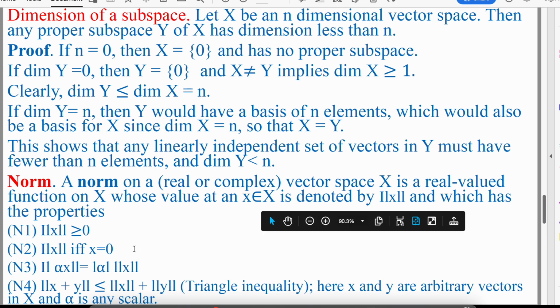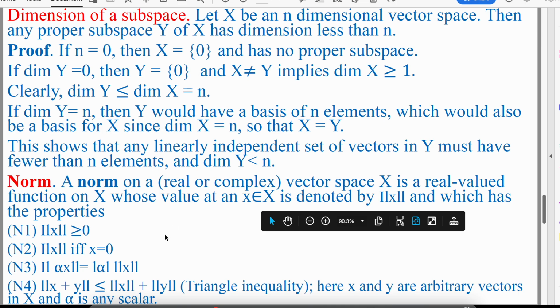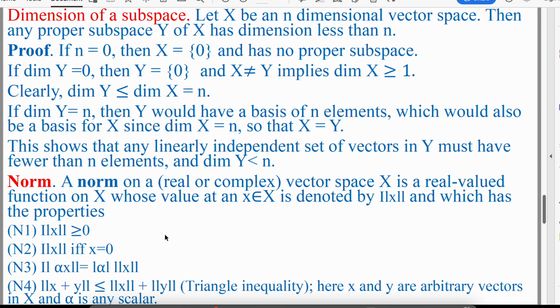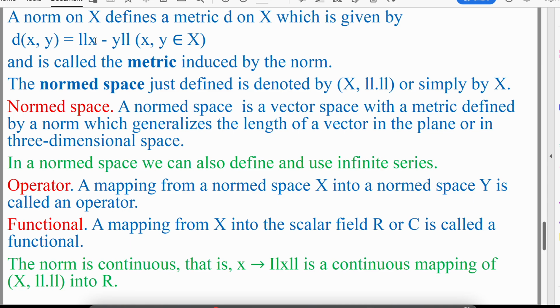So these definitions of a norm are suggested and motivated by the length modulus of x of a vector x in elementary vector algebra. So in this case we can write norm of x equal to modulus of x. A norm on X defines a metric d on X, which is given by d(x,y) equal to norm of x minus y, where x, y belong to X. Clearly it is a metric because it satisfies all the properties of a metric.